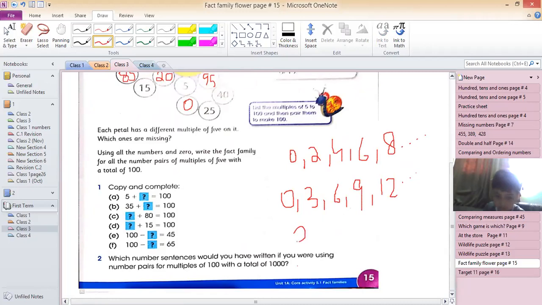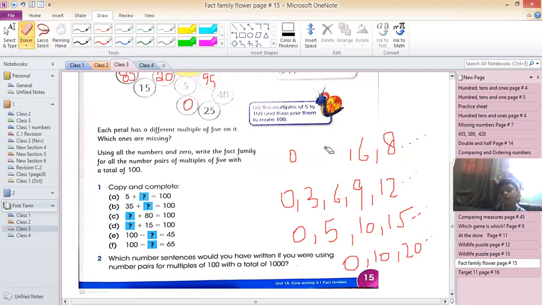If we start from 0 and count on in fives, 0, 5, 10, 15, these will be multiples of 5. Same if we start from 0 and count on in tens, 0, 10, 20, and so on. So these will be multiples of 10.